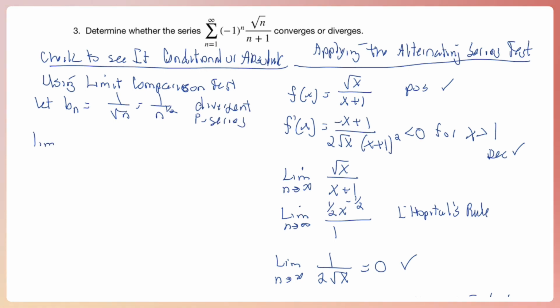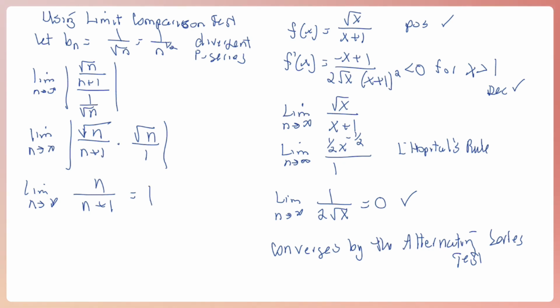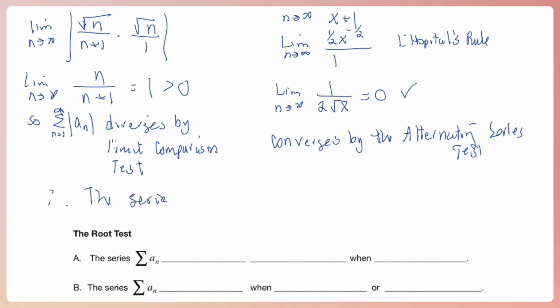And remember, for the limit comparison, we take the limit as n goes to infinity of the absolute value of the square root of n over n plus 1 divided by our b sub n, 1 over the square root of n. When we divide by a fraction, we flip and multiply the bottom fraction. And square root of n times square root of n is just n. That gives us 1 for the limit, which is greater than 0. And so the summation of the absolute value of a sub n diverges by the limit comparison test. So the original series converged, but the absolute value of the series diverged. Our conclusion is the original series converges conditionally. So this series is conditionally convergent.